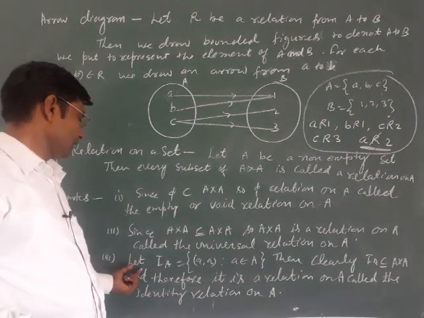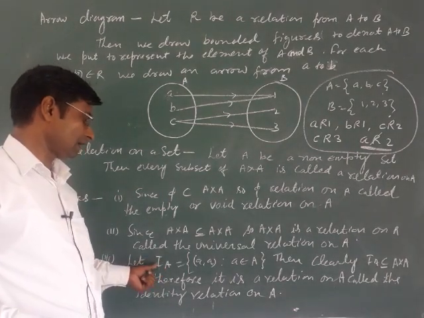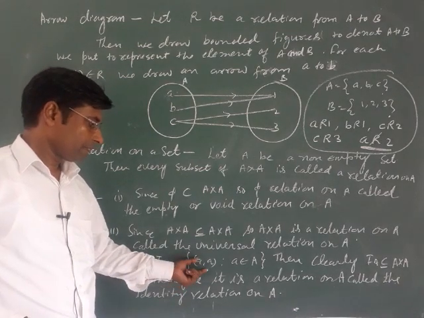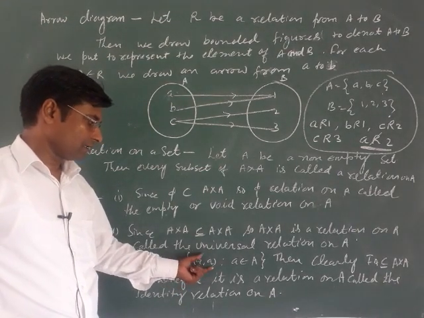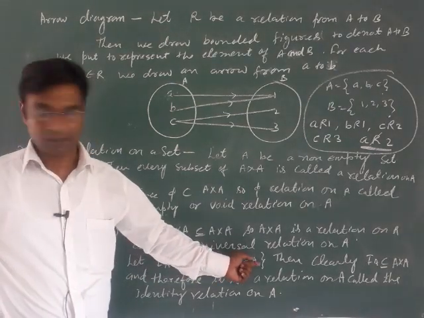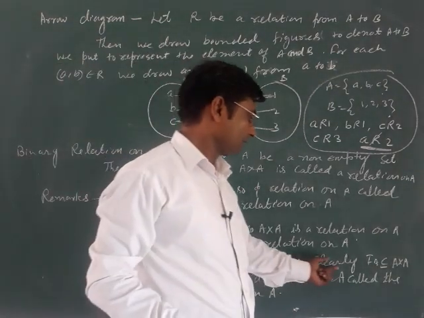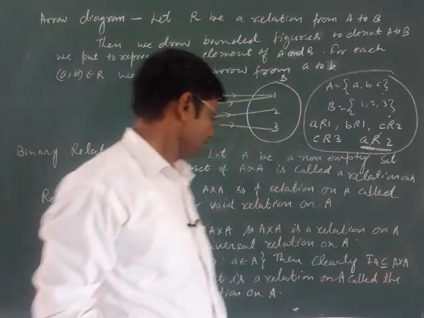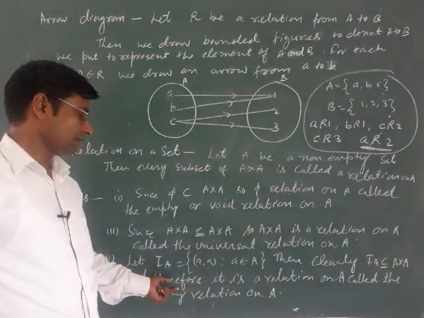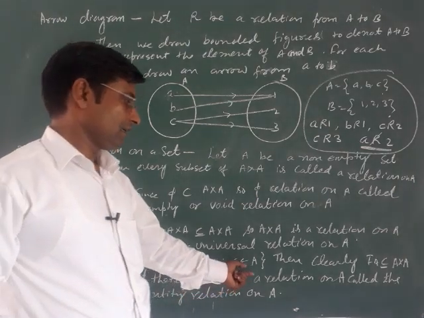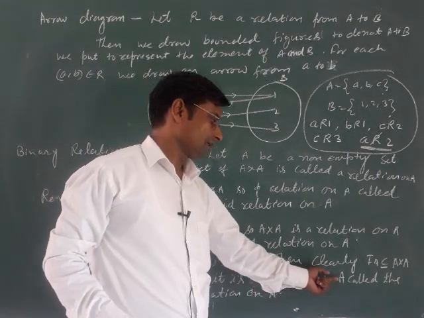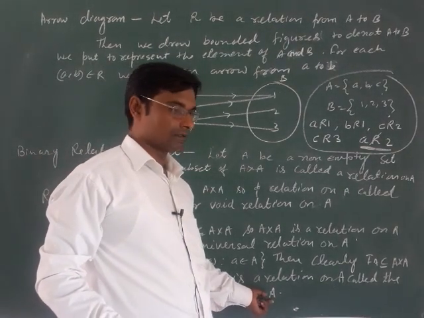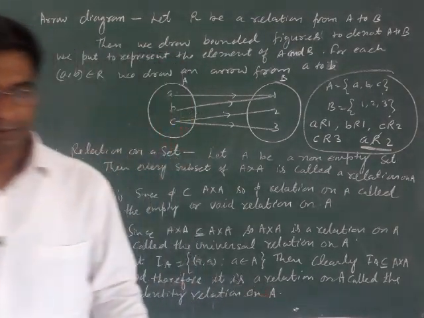Third part, let the identity relation I on A be the set of ordered pairs (a, a) such that a belongs to A. Then clearly I is a subset of A cross A, and therefore it is a relation on A called the identity relation on A.